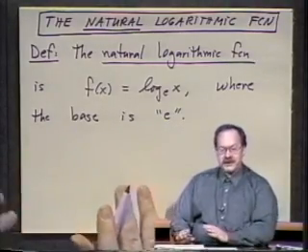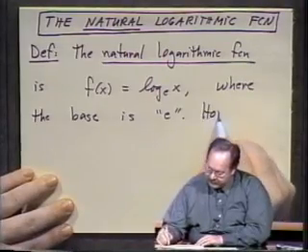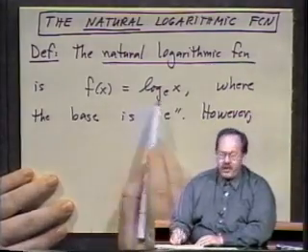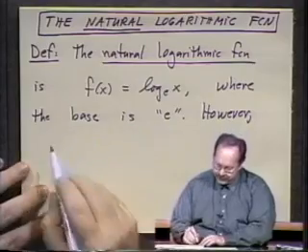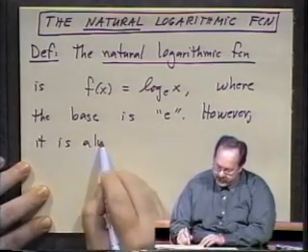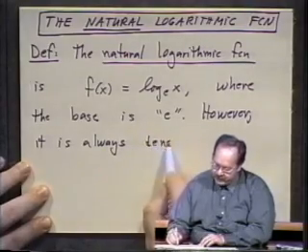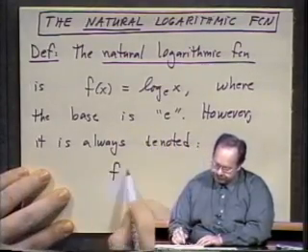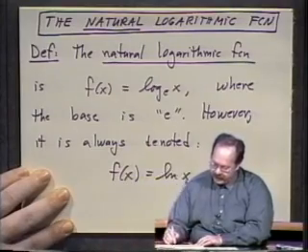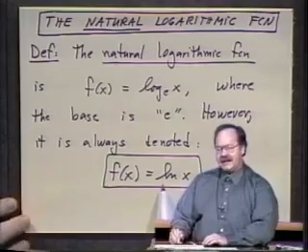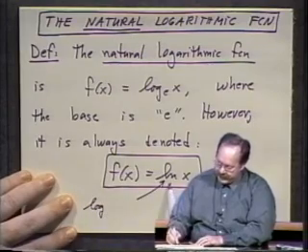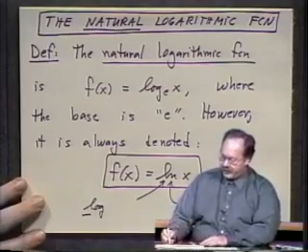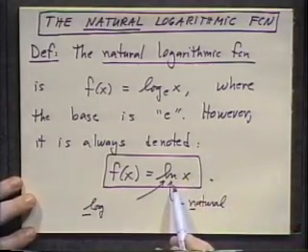Now that would be what you expect me to write. However, no one writes the log base e function this way, except to make the point that it's the inverse of e to the x. However, it is always denoted, and this is the way I will use it from now on, and so should you, f of x equals ln of x, where I'm using an L and an N. And where does this come from? Well, L stands for log, and N stands for natural, as you might expect. So this is the notation I want you to use from now on for the natural logarithmic function.